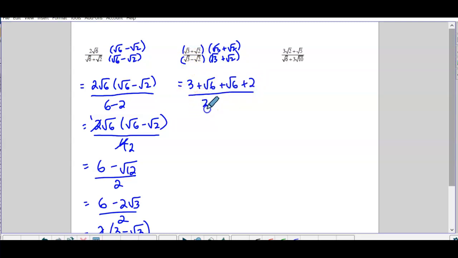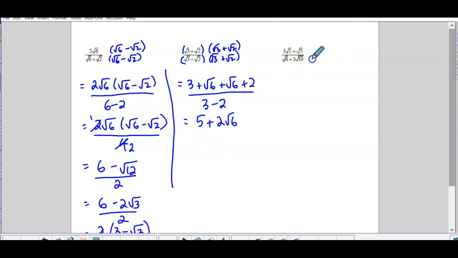Then the conjugates will be 3 minus 2. And so here this will be 3 plus 2 is 5, plus 2 root 6, and 3 minus 2 is 1. So you don't even show the 1, and you're done.